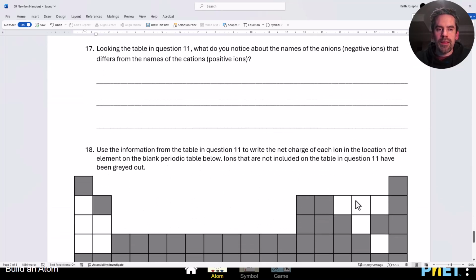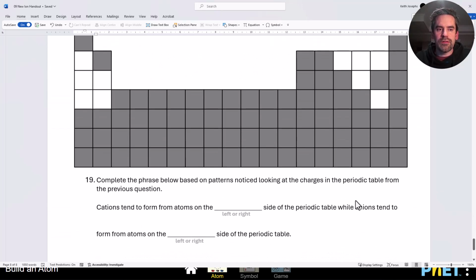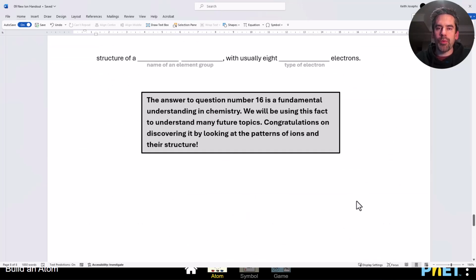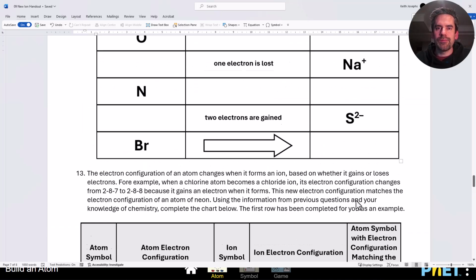Okay, and then these questions 17 through 19 are just looking at a couple more patterns that I think are important to ion formation.